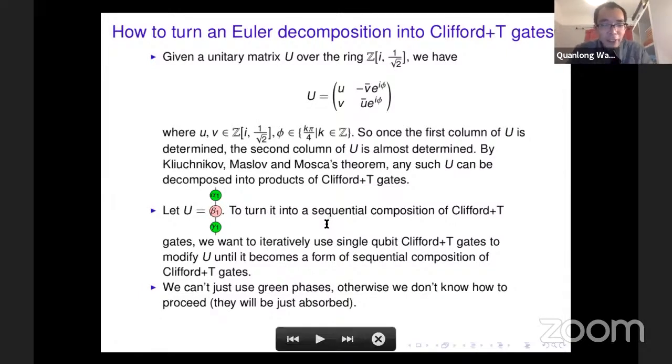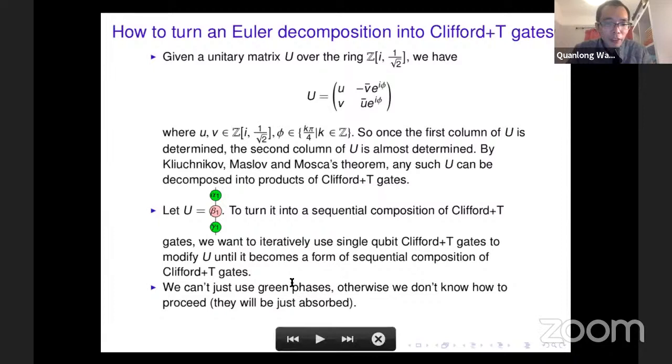So here the idea is, we want to start from this Euler decomposition and modify it step by step, iteratively, until it becomes a sequential composition of Clifford+T gates. And so first we need to decide what kind of gates we want to use to modify this U. And we basically have two kinds of gates: the green phases and the red phases, right? And they're all multiples of pi by 4.